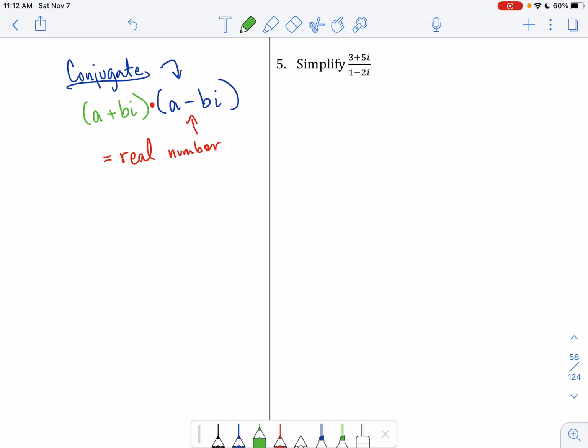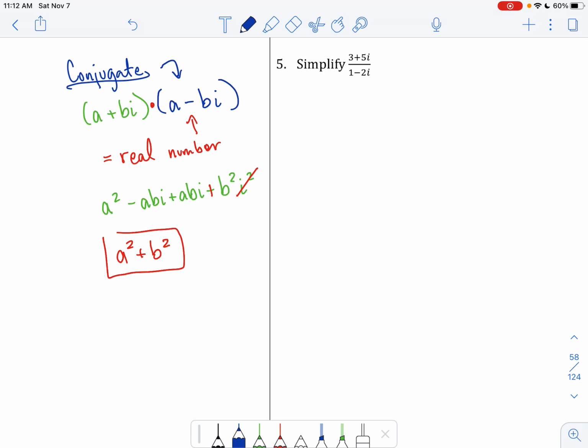In this case, if we look at just in terms of a and b, if you FOIL this out, you get a squared minus abi plus abi minus b squared i squared. Just like before, change the sign. And the imaginary terms in the center cancel out as well. So you end up with just a squared plus b squared. And that's just going to be a nice rule of thumb to have.